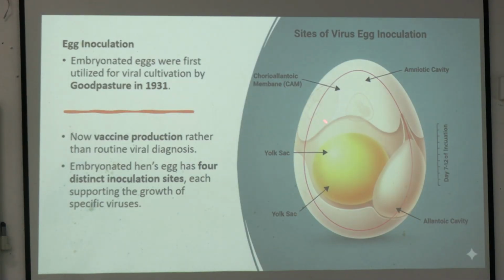So this is the egg inoculation. This is the embryonated egg. This is a yolk sac, an allantoic cavity, an amniotic cavity, and then in the center you have a chorioallantoic membrane or CAM. You will find this picture in the book.